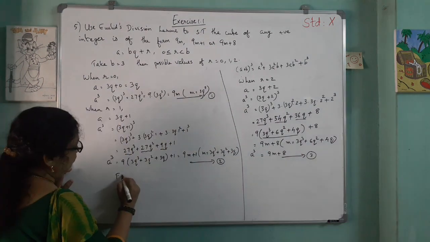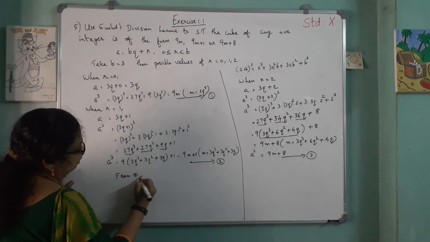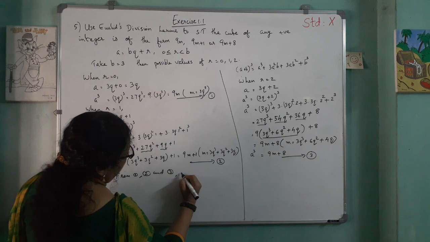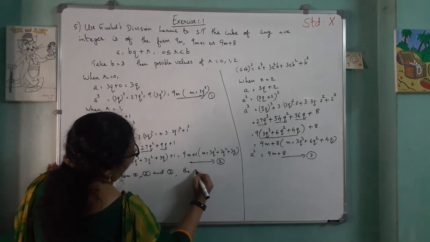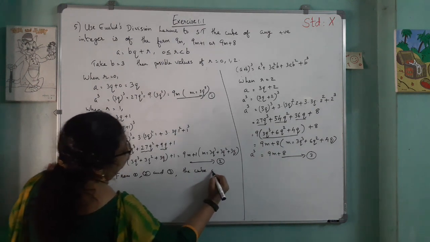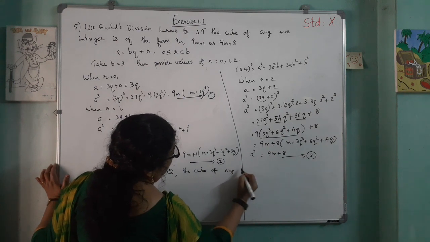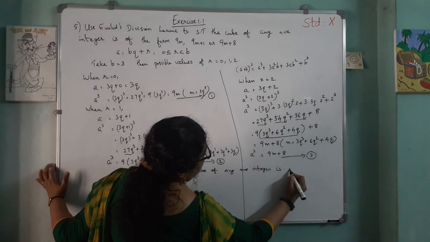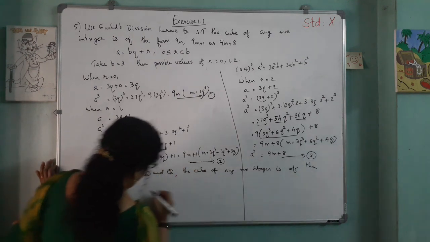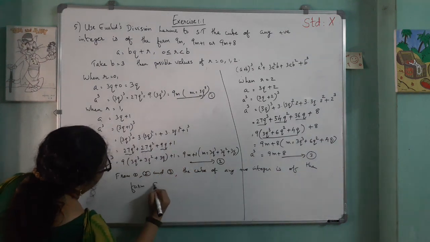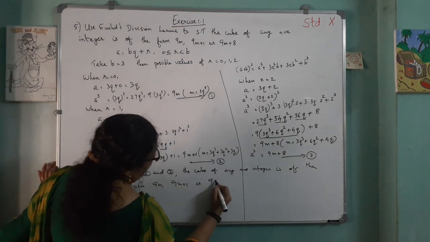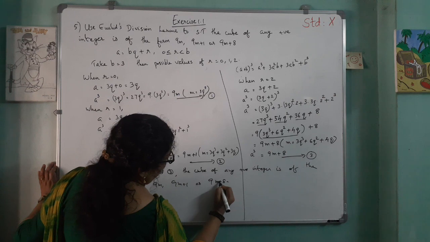Clear? From 1, 2 and 3, the cube of any positive integer is of the form 9m, 9m plus 1 or 9m plus 8.